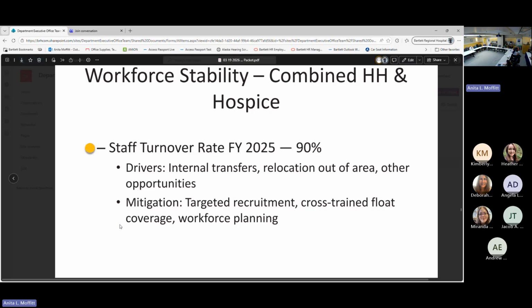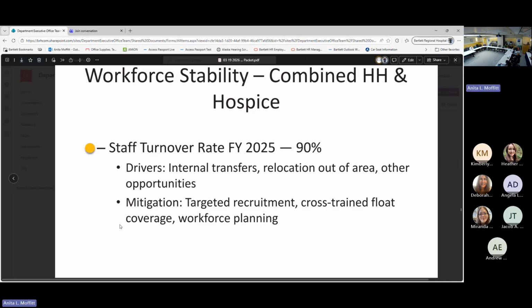The average length of stay is around 25, 30 days. I think that's both home health and hospice. So we run around 4 to 5 hospice patients. We'd like to see that higher, but we're working on that. We'd also like to see more home health patients to be able to keep folks busy.